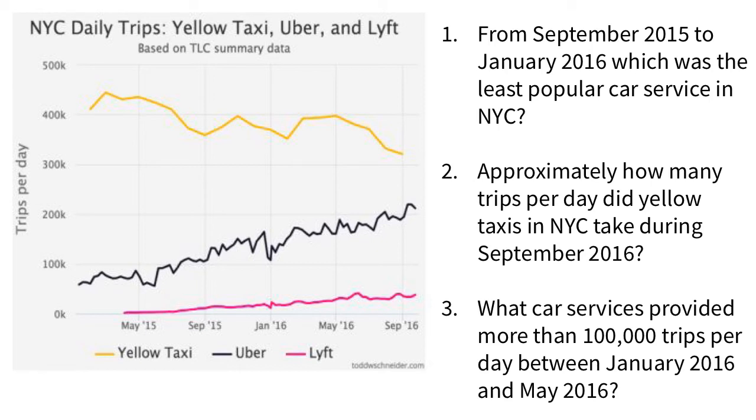And we can see down here our key is very important. Our yellow taxi has a yellow line, Uber is black, and Lyft is pink. So let's use this information to determine the answers to these questions.